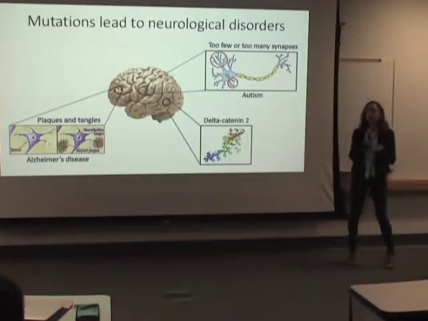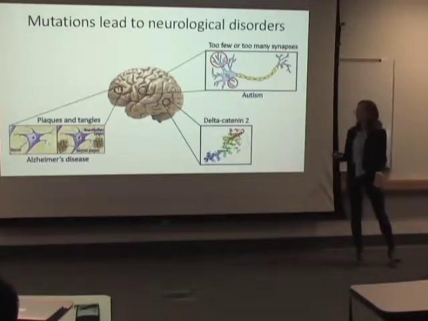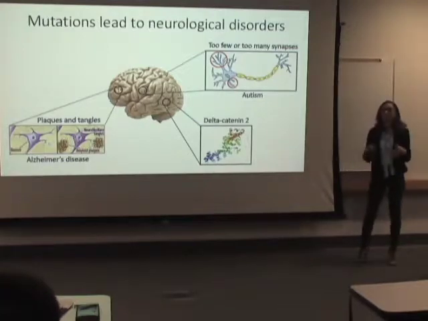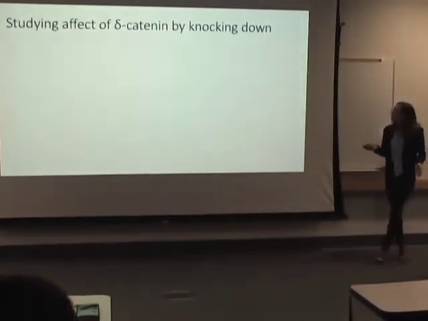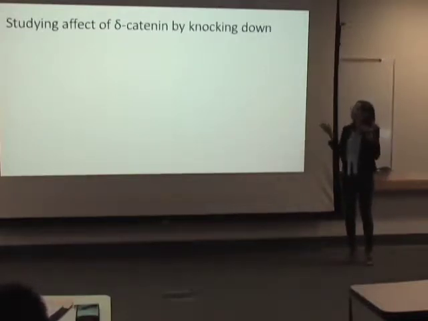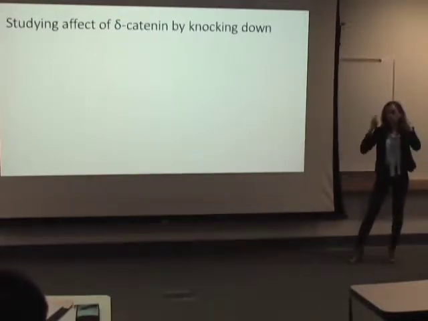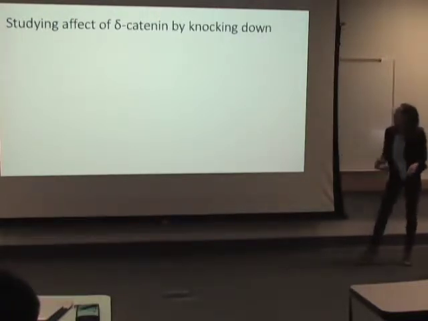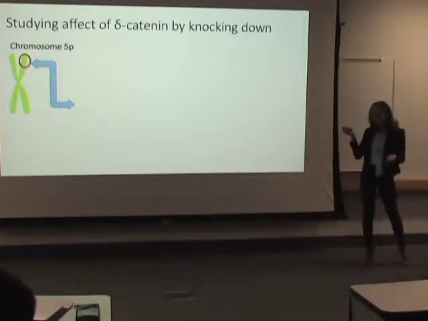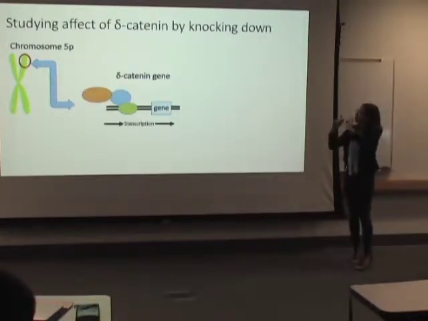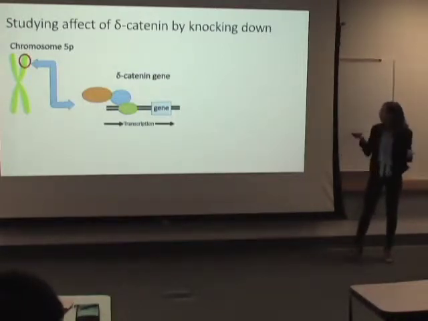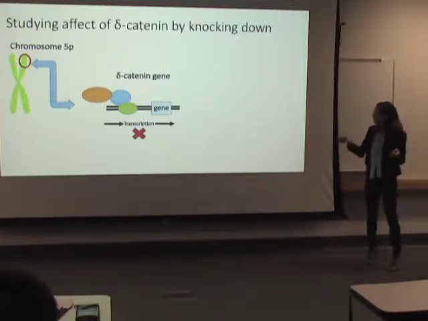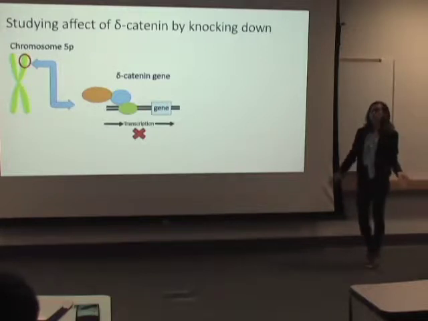So mutations cause a lot of problems. For example, mutations in the gene of delta-catenin itself can cause too few or too many synapses, and this is directly linked to autism. While a mutation in a gene that interacts regularly with delta-catenin causes plaques and tangles in the brain, and this is directly linked to Alzheimer's disease. By no means is delta-catenin the major player in the development of neurodegenerative diseases, but it's important for us to understand how delta-catenin interacts with its surroundings.